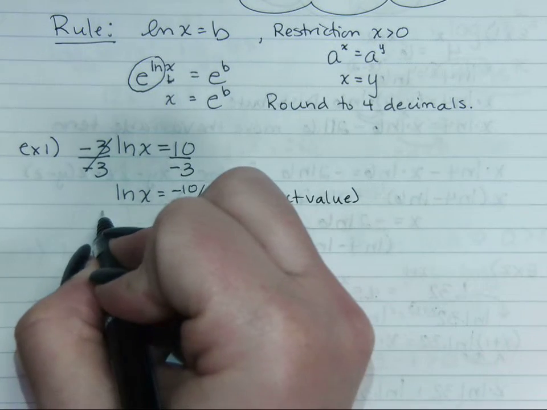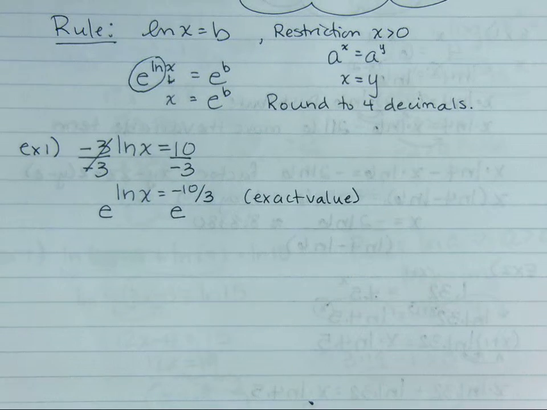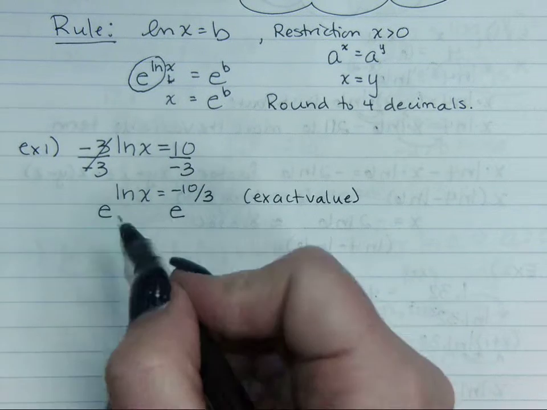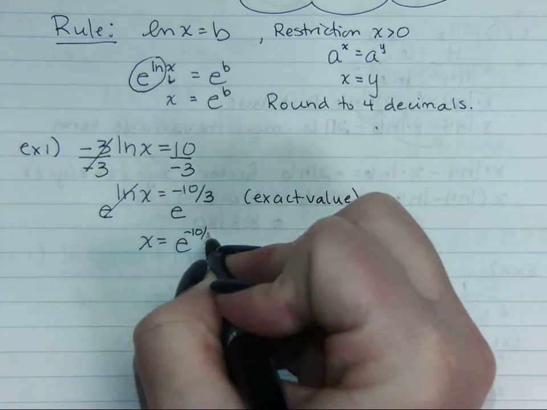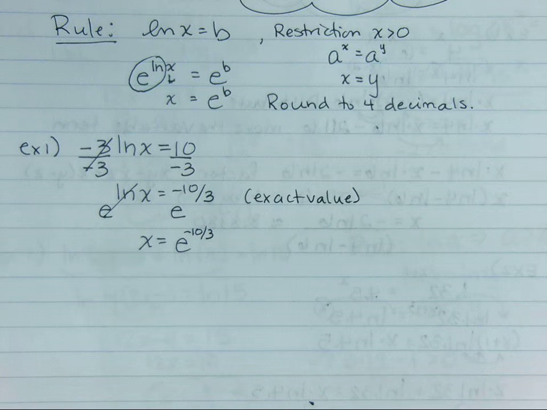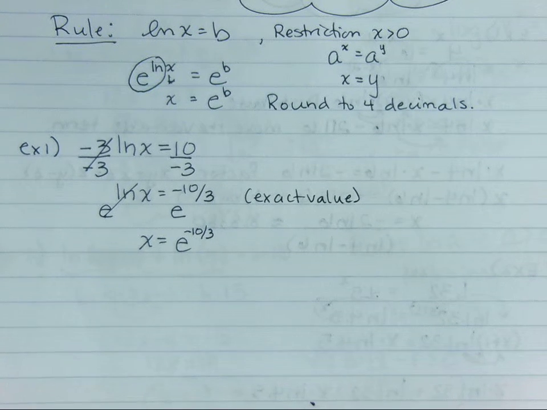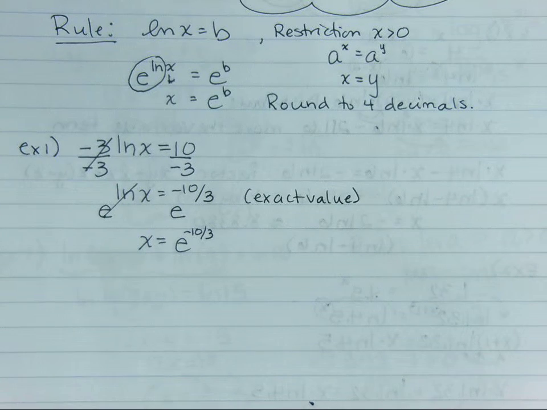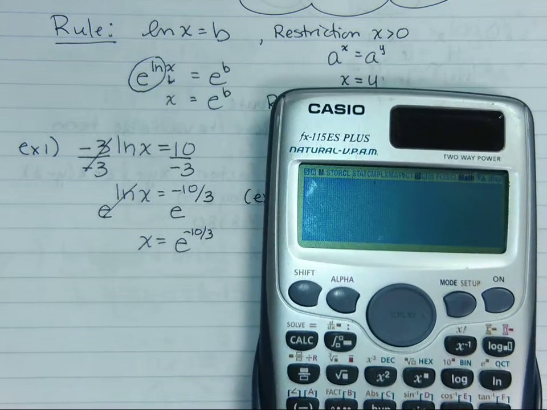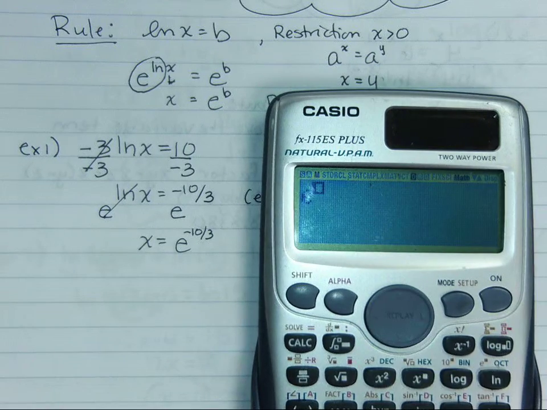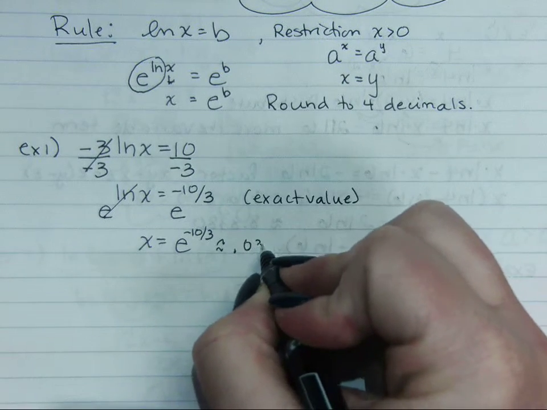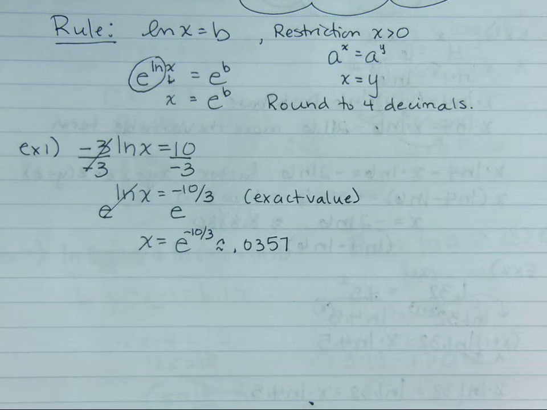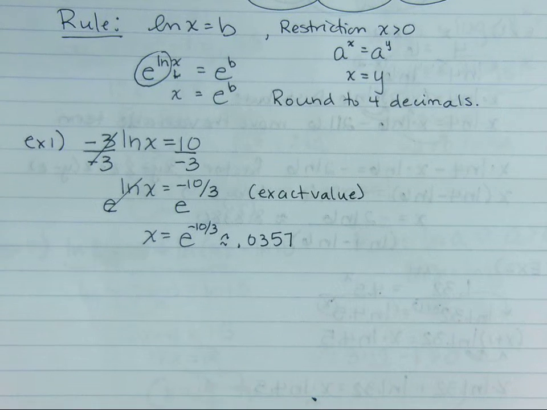Now, when I raise both of these as my exponents on e, I get that x equals e to the -10/3. That's my exact value, but I want to approximate that to 4 decimals, and this is where you'll need your calculator. I need my e to the -10/3, and this is approximately 0.0357. Here's your process, and you can see that it's much like the rule I gave you.